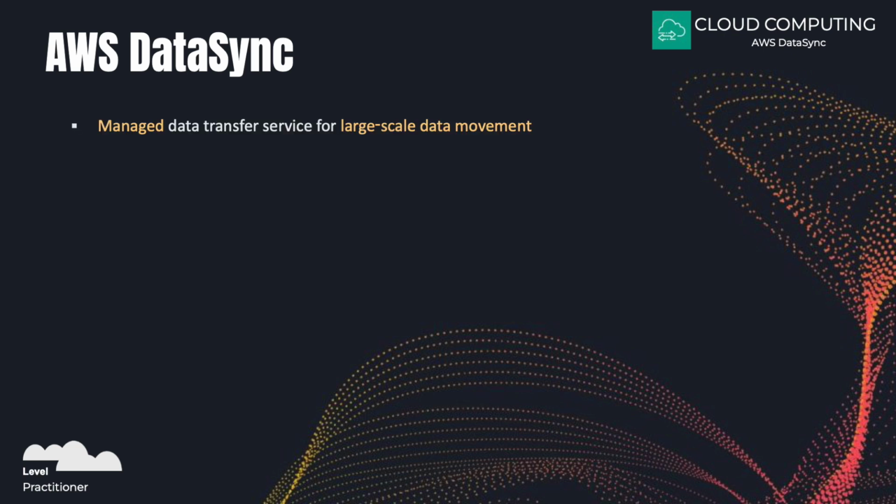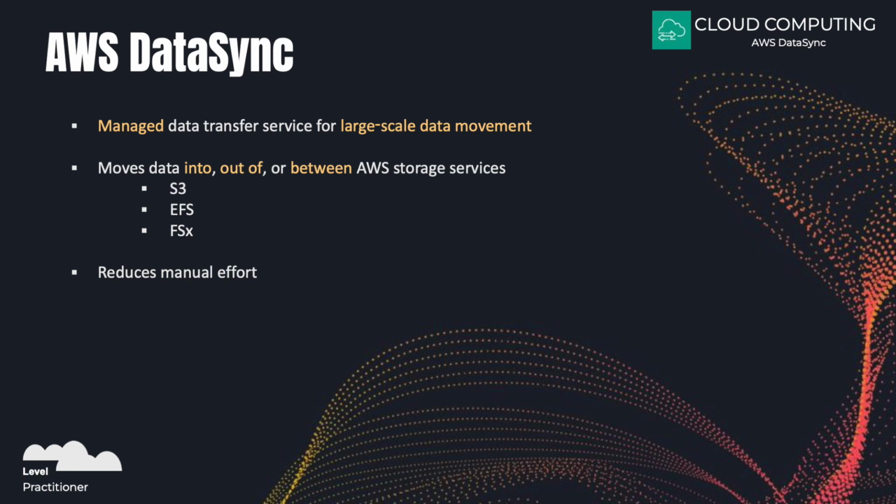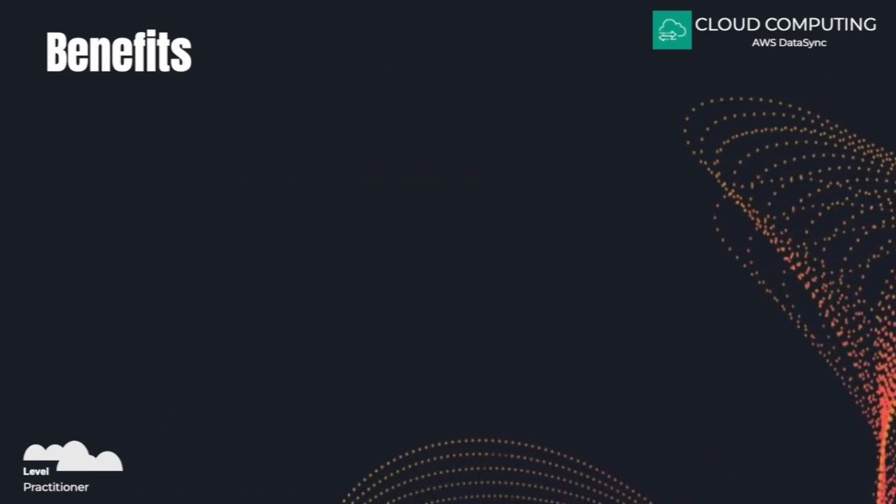DataSync is a managed data transfer service that's designed specifically to move large amounts of data into, out of, or between AWS storage services, very quickly, securely, and with as little manual effort as possible. Instead of writing your own scripts, setting up cron jobs, and constantly monitoring the process, you can set up a DataSync task and let AWS handle most of the heavy lifting for you. Let's walk through the main ideas and features one by one.